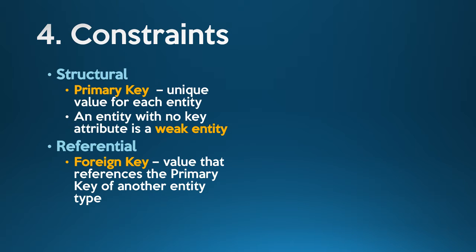So a way to do this is to have structural constraints. And the structural constraint that's used for pretty much all the tables is the primary key. And the primary key is a unique value for each entity. So for example, for an employee, what do you think will be the primary key? Which of the attributes do you think we should make the primary key for an employee?